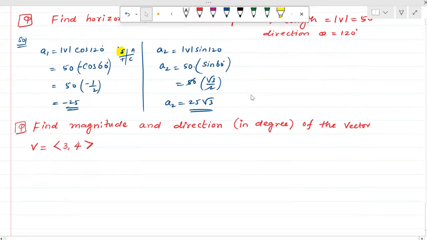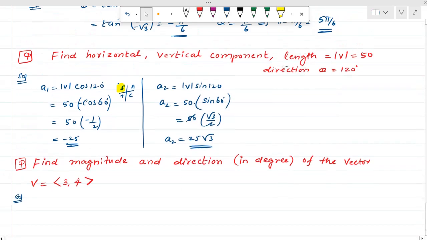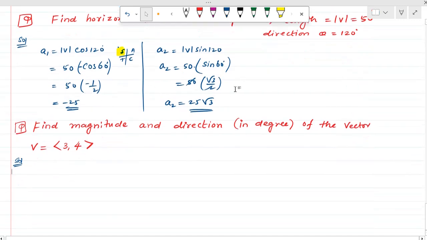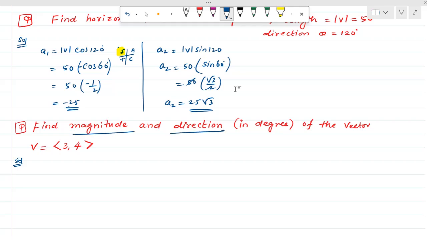Now here the vector is given, and you have to find both the magnitude and direction. This is just the opposite. Before, the magnitude and direction were given, and we were finding the horizontal, vertical and the vector. Now we will find the reverse, the magnitude and direction. It's very easy. The magnitude is the square root of 9 plus 16, which is equal to 3 squared plus 4 squared, which is equal to 5.